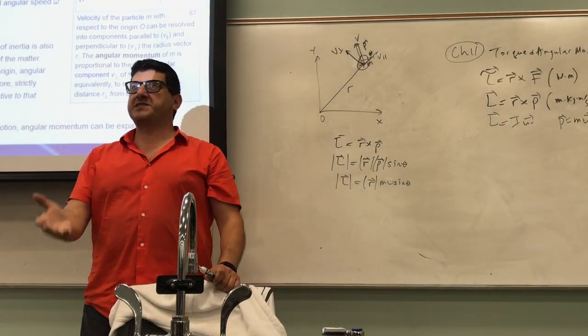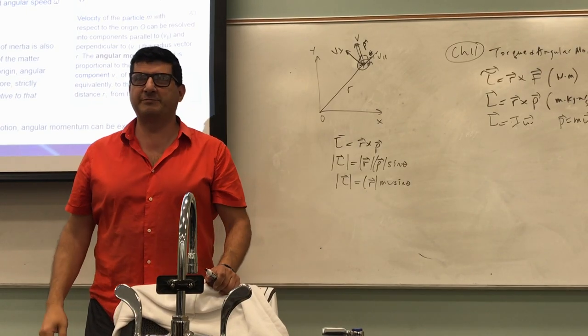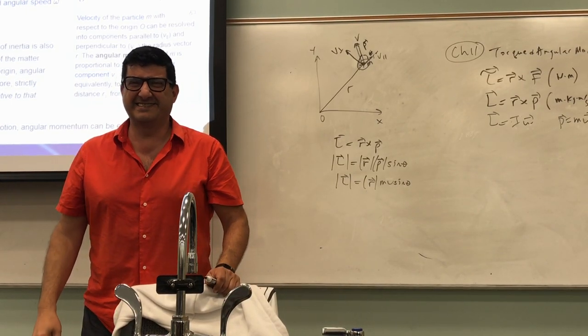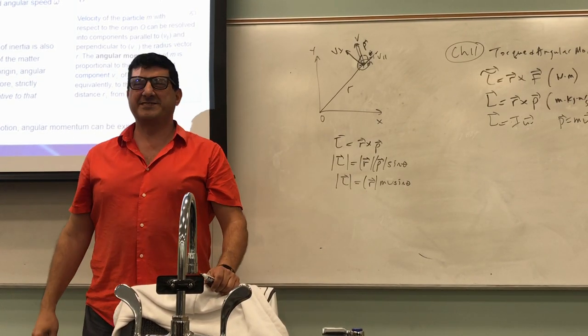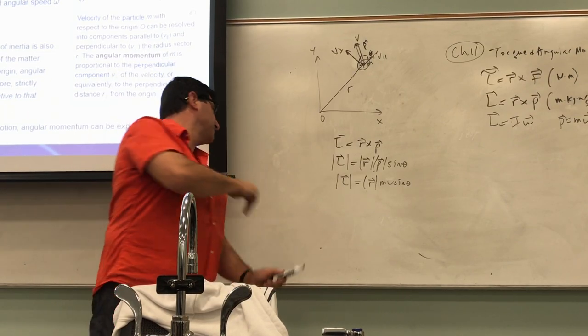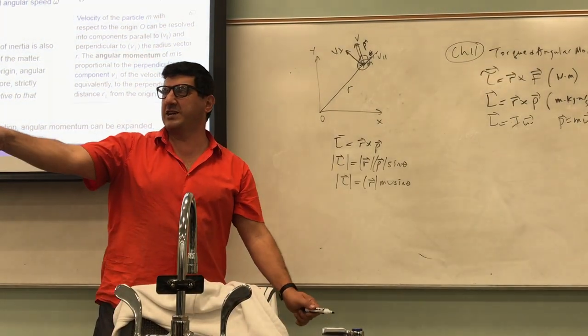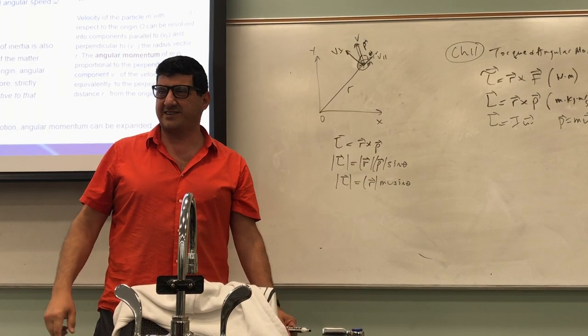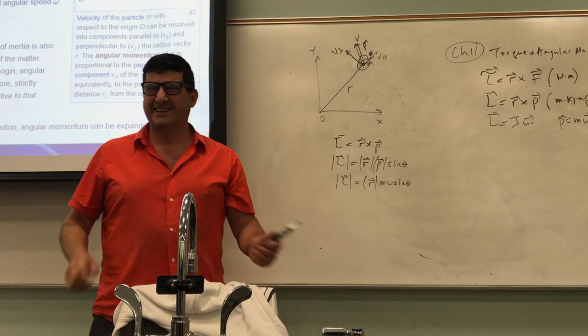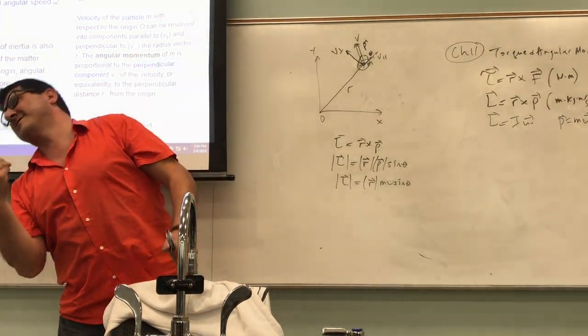So if your wife slaps you like this, no angular momentum. But no, that's not how they slap. Or I'd say, you gave me angular momentum, that's not fair. When she goes like this, right?